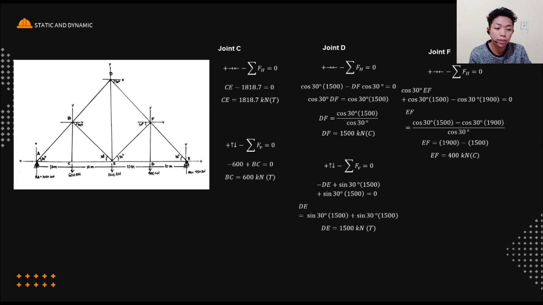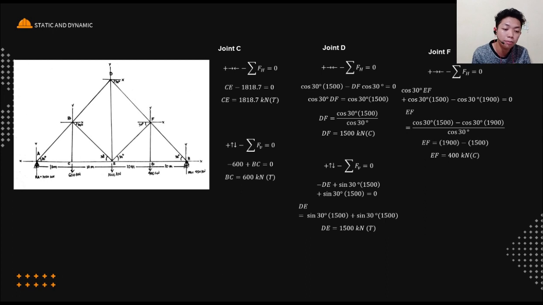Then, itatranspose yung magkaparehas. Bali, magiging cos 30 degrees, DF equals cos 30 degrees, 1,500. So, ilalabas yung DF, tapos yung cos 30 degrees niyang katabi is ilalagay sa denominator. So, magiging DF is equals to cos 30 degrees times 1,500 over cos 30 degrees. Then, pag kinompute siya, ang kalalabasan is, yung DF is 1,500 kilonewton. So, nag-positive uli siya, so compression. Tama yung assumption natin na compression siya.